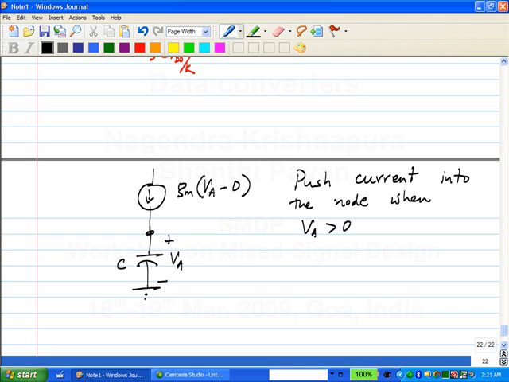Is that clear? So one thing you can see is that if Va is greater than 0, current will flow into the capacitor, causing Va to go up, which will cause more current to flow, which will cause the voltage to go up even more, which will cause even more current to flow, and eventually what will happen? If Va was initially greater than 0, then eventually what will happen to the voltage on the capacitor?